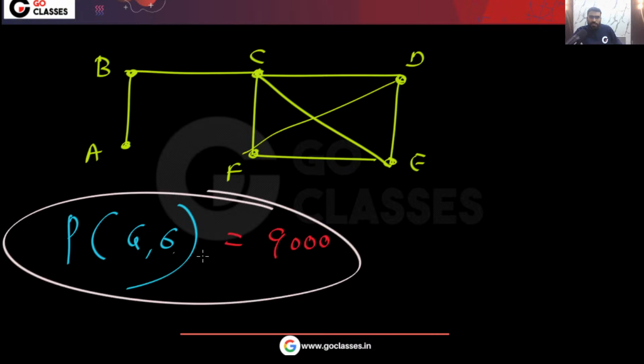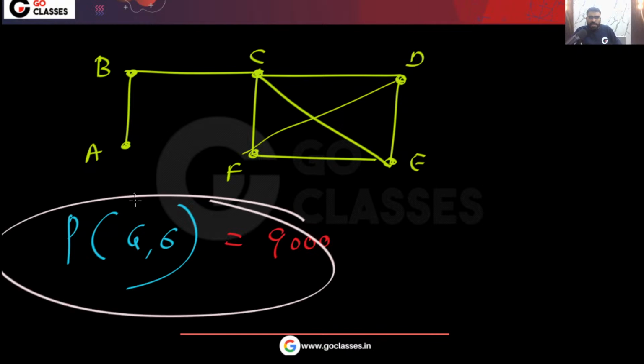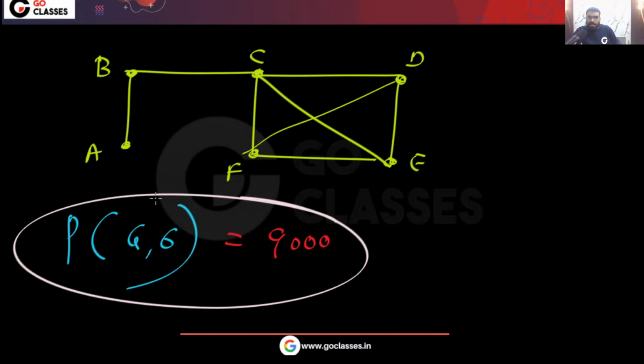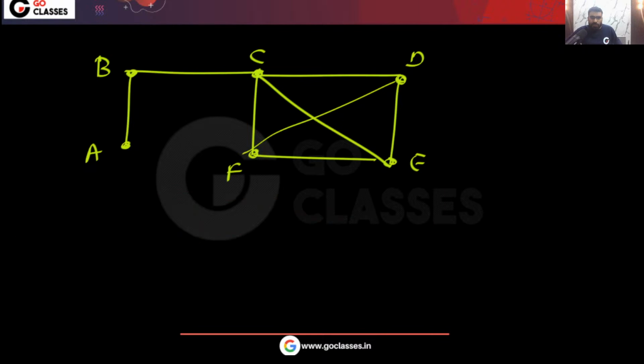Is this clear? This is now 9000. We have already calculated, for this graph, PG6 will be 9000, meaning using 6 colors, how many ways are there to color this graph? That will be 9000. Tell me, for this graph, what will be PG5?